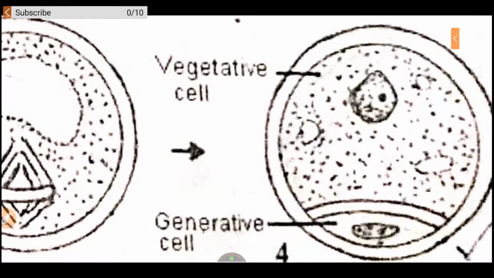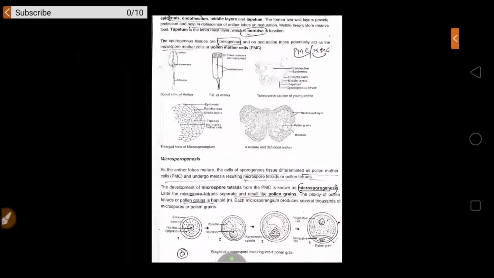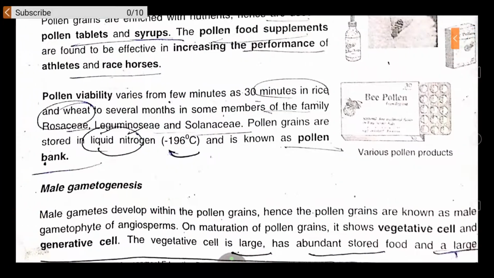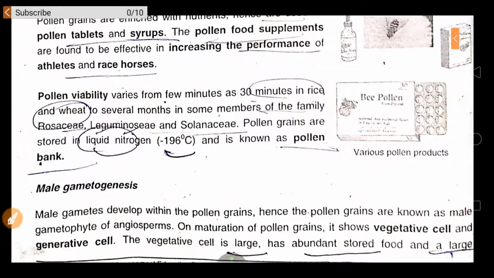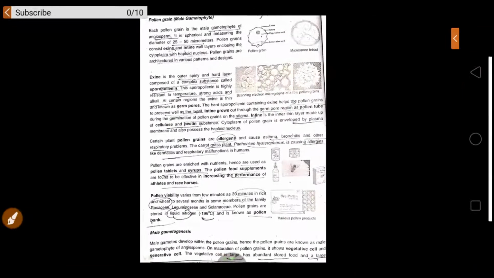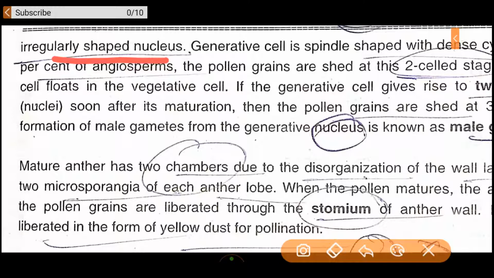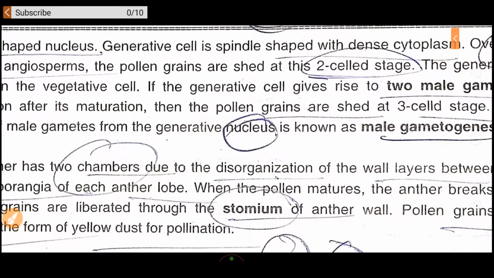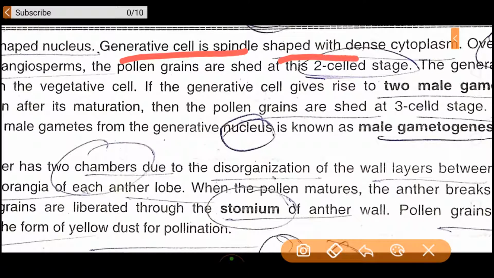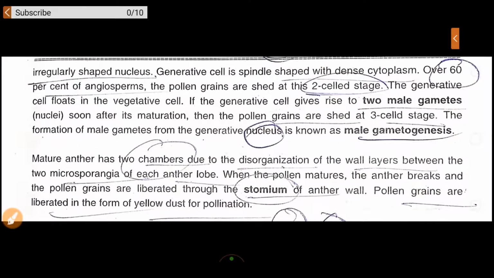In the vegetative cell, the cytoplasm is very abundant. Now you read this. The vegetative cell is large and has abundant stored food and a large, irregularly shaped nucleus. The generative cell is spindle shaped with a dense cytoplasm. Again, you see this.